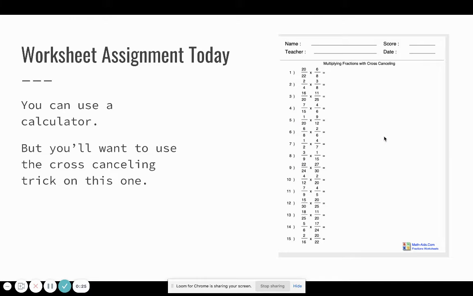If you haven't looked yet, your assignment today is a worksheet. It's a worksheet assignment hosted in Google Classroom. As always, put your answers on the answer keys. And you can use a calculator today, but I still want you to practice the cross-canceling trick on this one.